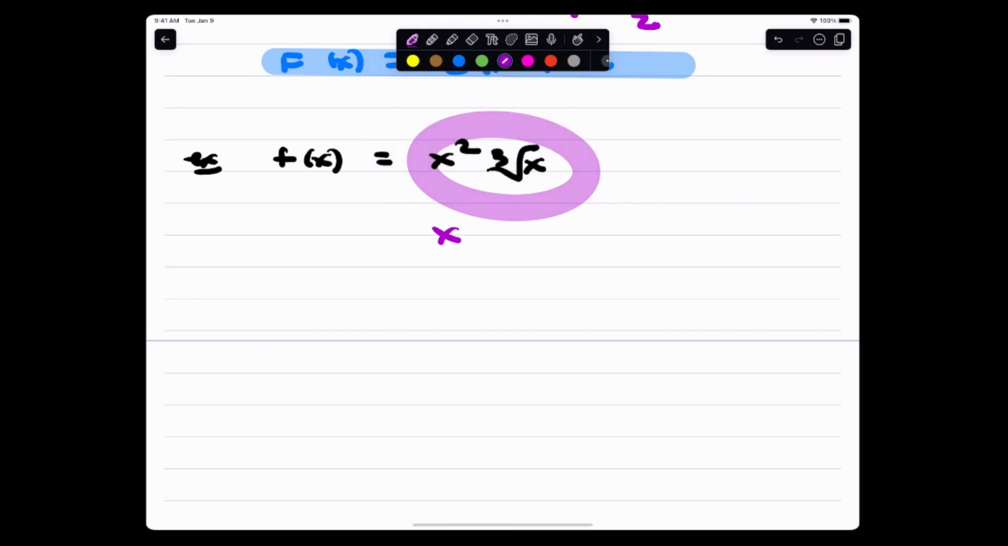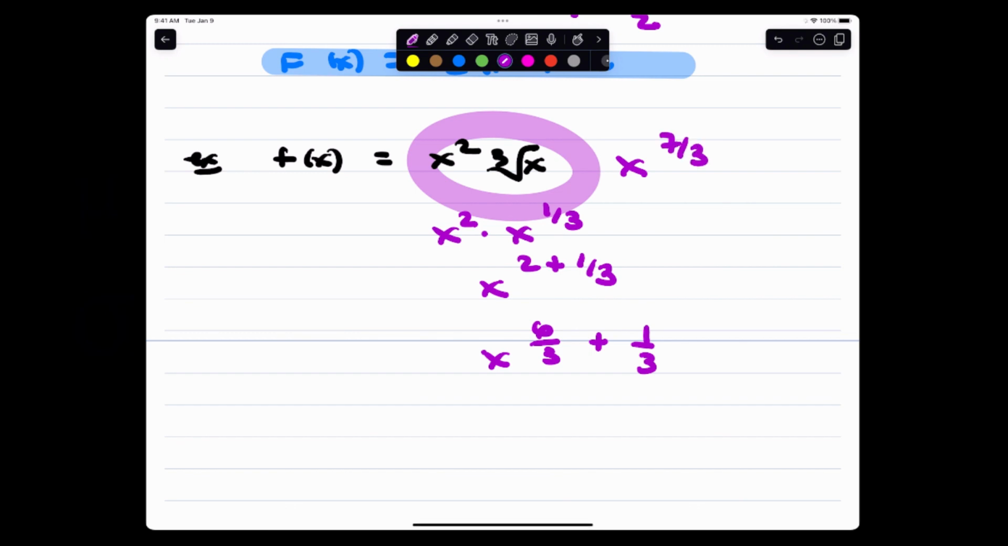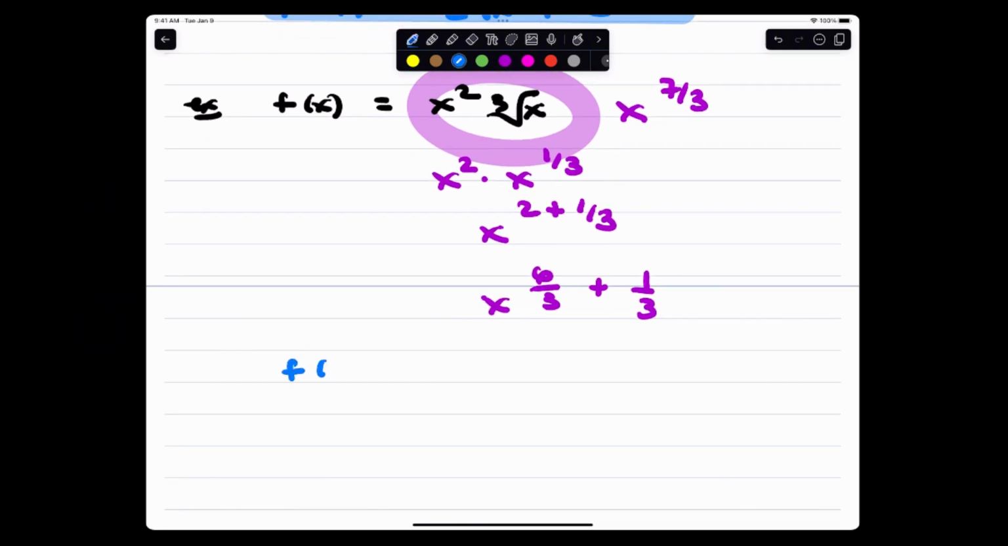Isn't this x squared times x to the 1/3? And what is that going to be? Isn't it x to the 2 plus 1/3, which is 6/3 plus 1/3, which means I have x to the 7/3. You go, why did they just tell me that to begin with? They just want you to review beginning algebra, I guess, or intermediate because it's fractions. You have these what's called rational powers, fraction powers.